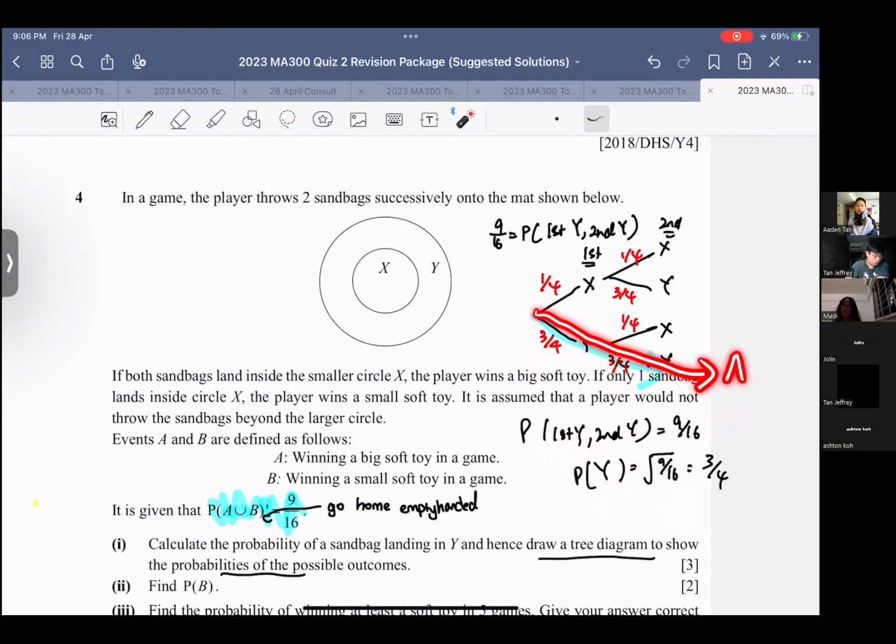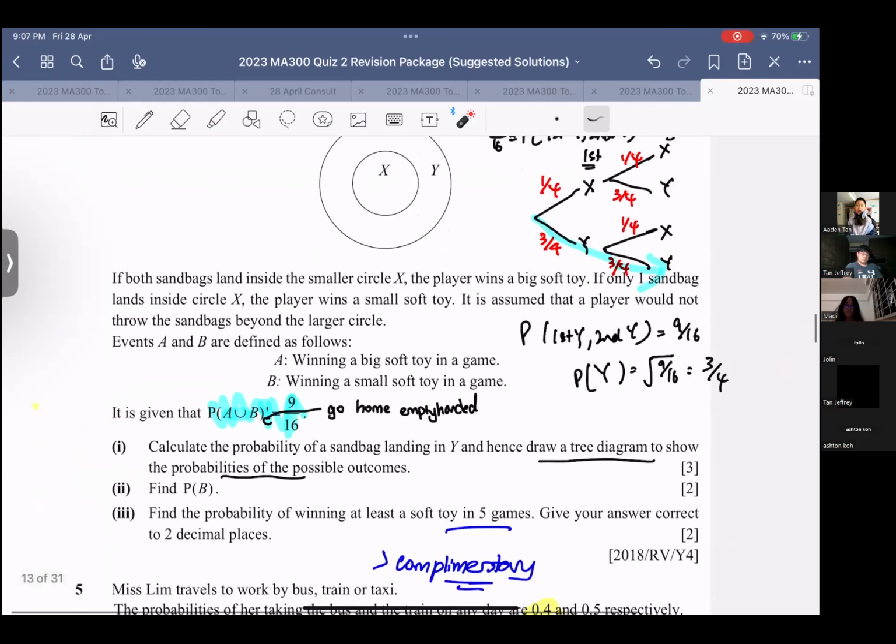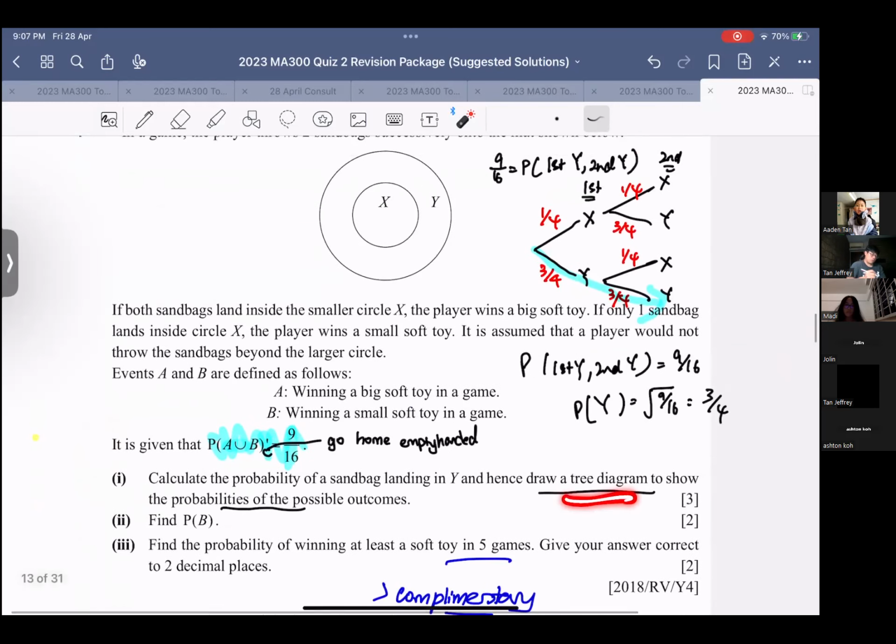Now we are going down this route. This is my A union B prime, where we are going down this route. Okay, so once you have 3/4, 3/4, you will know that this is 1/4, this is 1/4, this is 3/4, 1/4, because they all add up to 1. Is that okay? Yeah. So from there, you should be able to do part 1. Okay. So you should have your tree diagram drawn out for you.